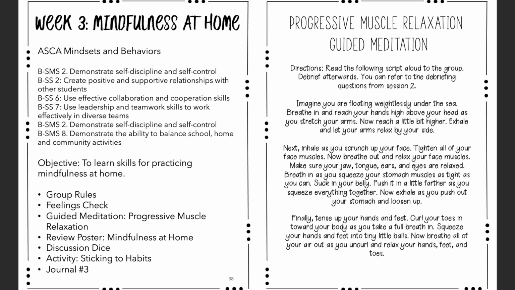So if you take a look at the outline again, you'll see we always start with group rules and feelings check. We always are starting with a guided meditation, reviewing the poster, and then we get into the activity. You have 2 activities, the icebreaker and the core activity. So these are pretty content-heavy sessions. They're designed for you to do them all in like a 30 to 45-minute session, but you could break them up if you have to, if you have like 20 minutes with your group, but hopefully you have more.